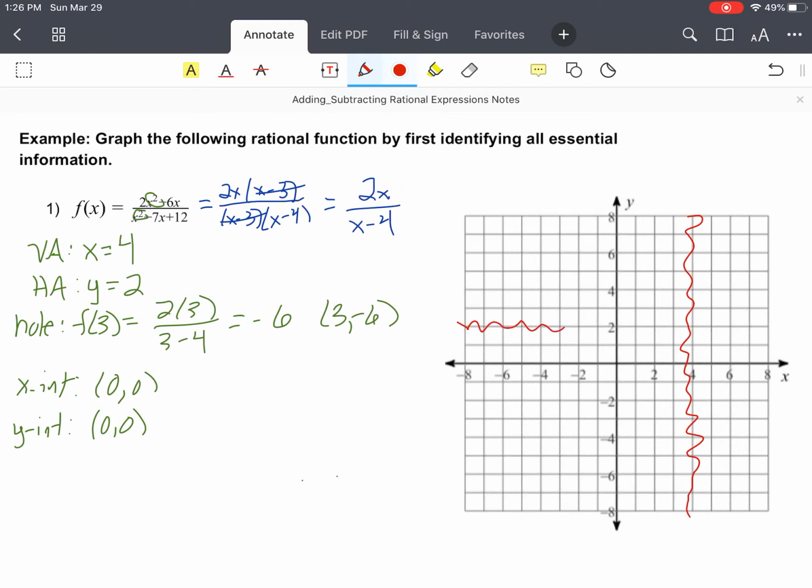A horizontal asymptote at y equals 2. A hole at 3, negative 6. So right here. Okay, and then x and y intercept both right there. Alright, so we've got a really good idea of what's happening on this side.